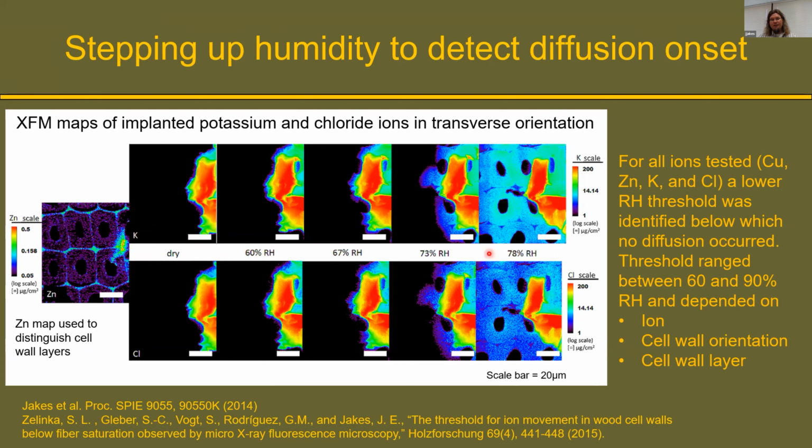But then as you go to higher humidities, you see quite a bit of diffusion of both the potassium as well as the chloride. And so from these experiments that we did, for all ions tested, there's always a lower humidity threshold below which we did not see diffusion. But then once you get up above about 60 to 90% humidity, we would see diffusion depending on the ion and cell wall orientation, as well as the different cell wall layers.